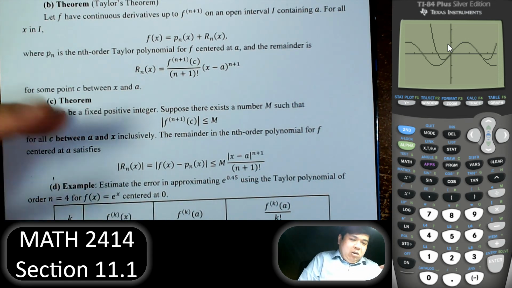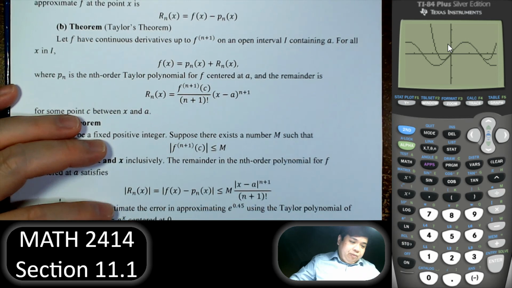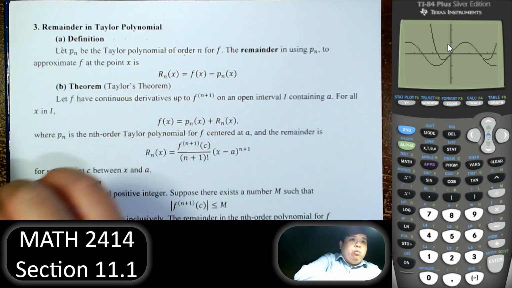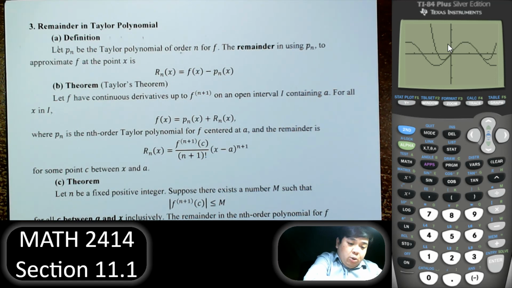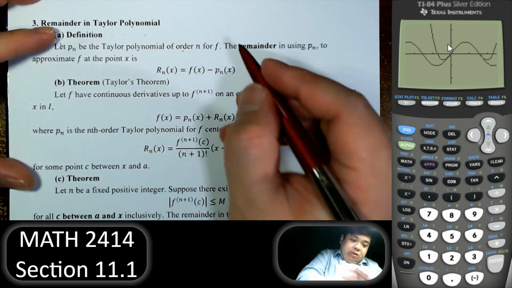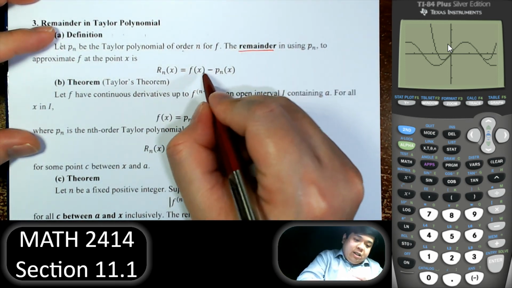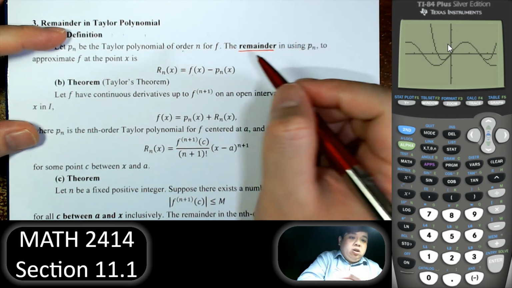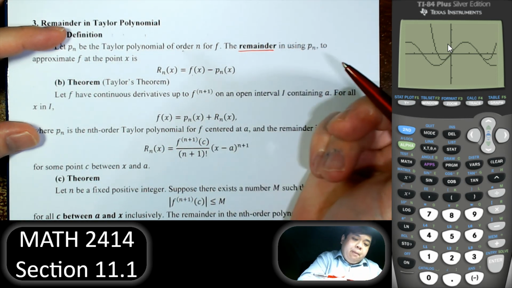Now this is less significant: the remainder in the Taylor polynomial. So how good is our approximation? What is the worst case scenario for our approximation? So we define the remainder as equal to the actual value minus the function approximation.